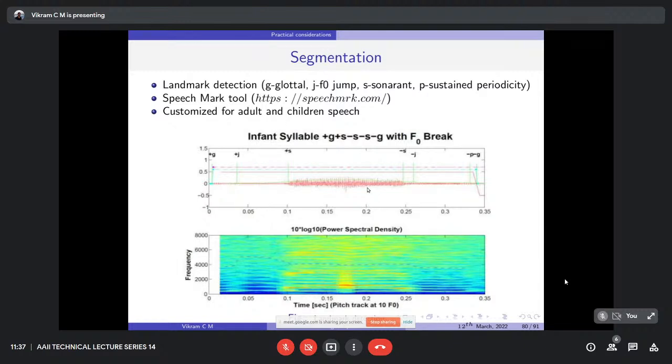The advantage of this approach is that to get the forced alignment, we need an ASR system, that is an automatic speech recognition system. To train that ASR, we need a lot of data. So if you have very little data, in very limited-resource languages, then we can easily use this energy-based approach or the SpeechMark tool.